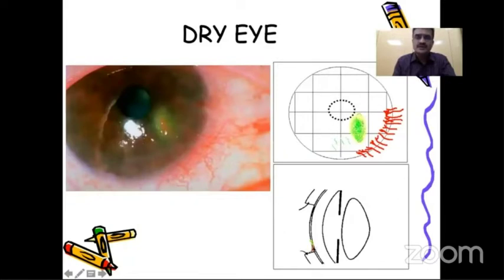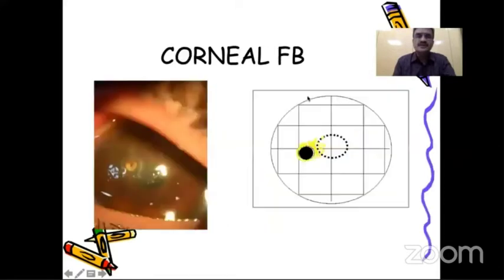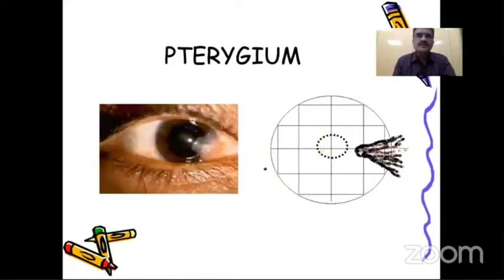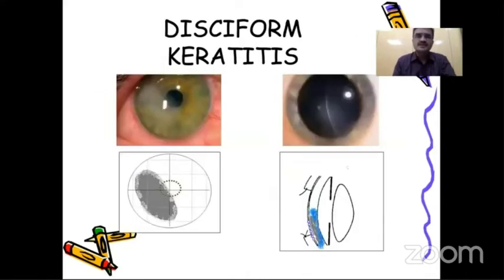That is what has been done here. In this case, there is a severe dry eye with a fluorescein stain being positive, with vascularization also, superficial, which is marked as wavy lines. Vernal conjunctivitis is demarcated like this. Here, Horner-Trantas spots are depicted like this. Corneal foreign body, a pterygium in a black color. Herpetic keratitis can be demarcated like this.